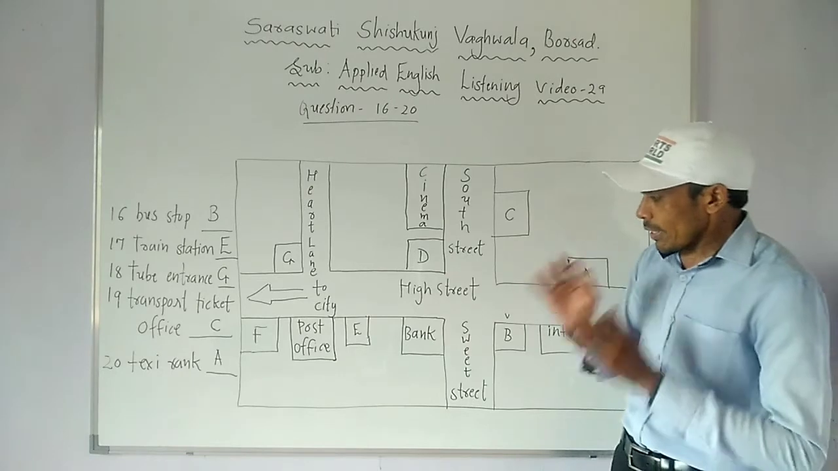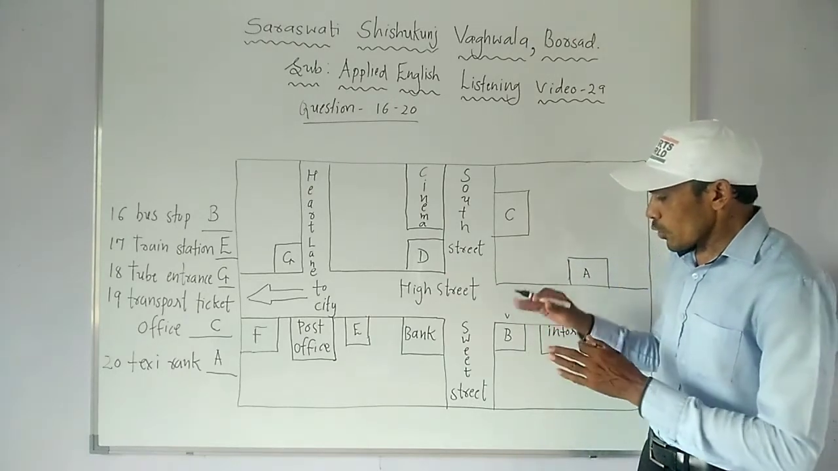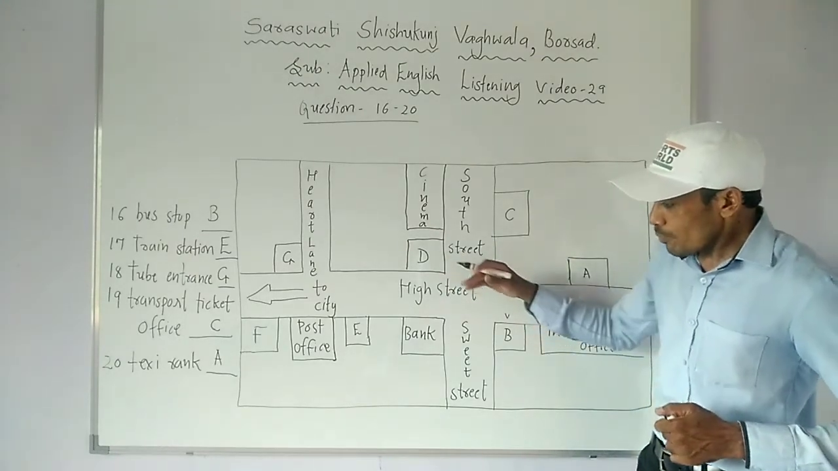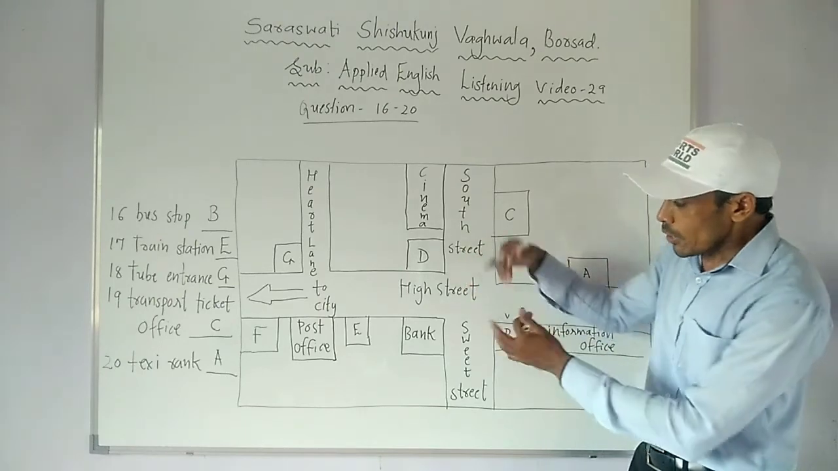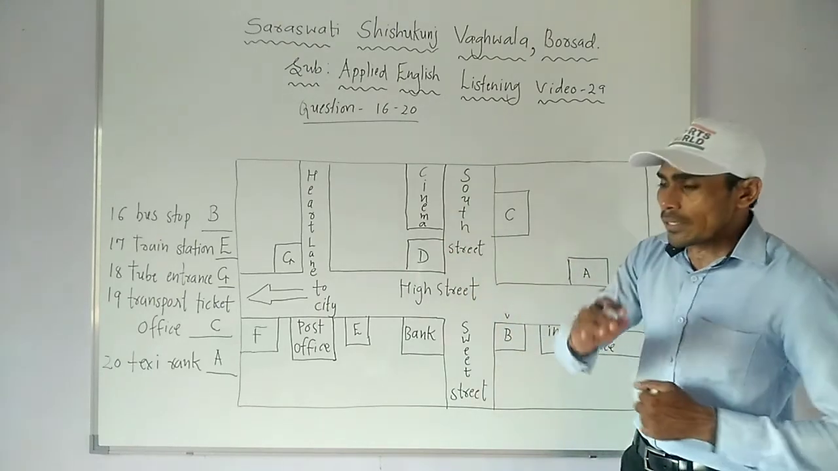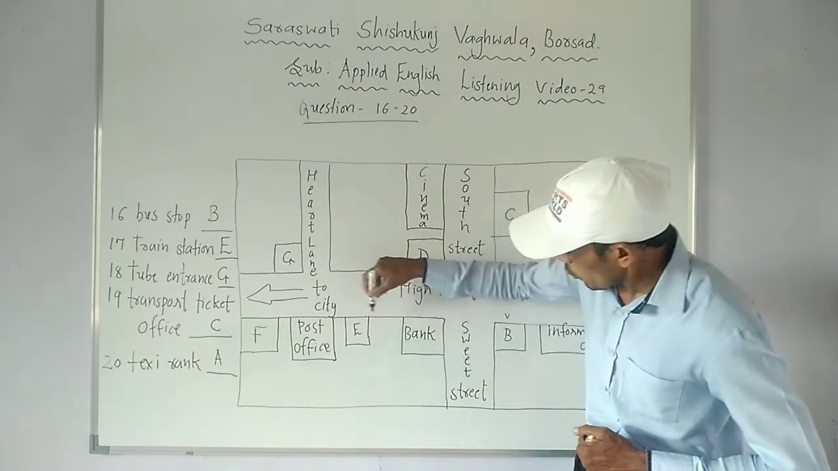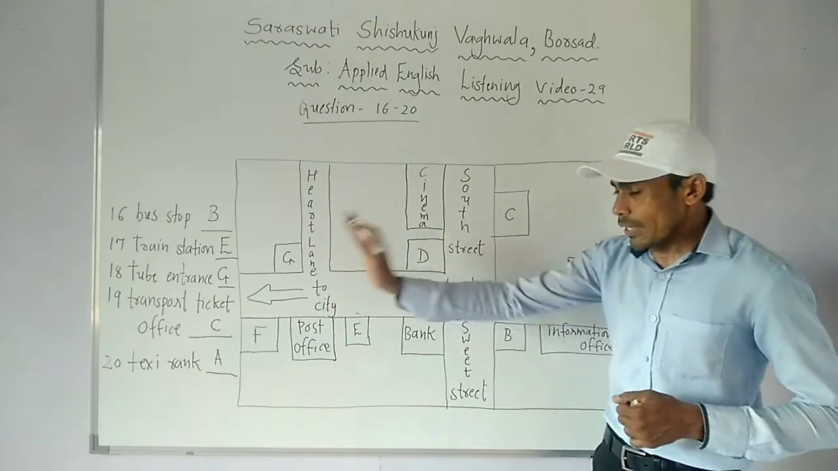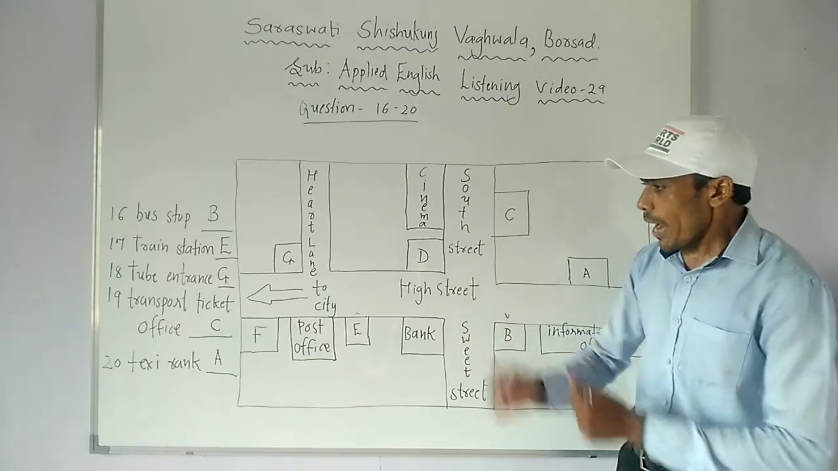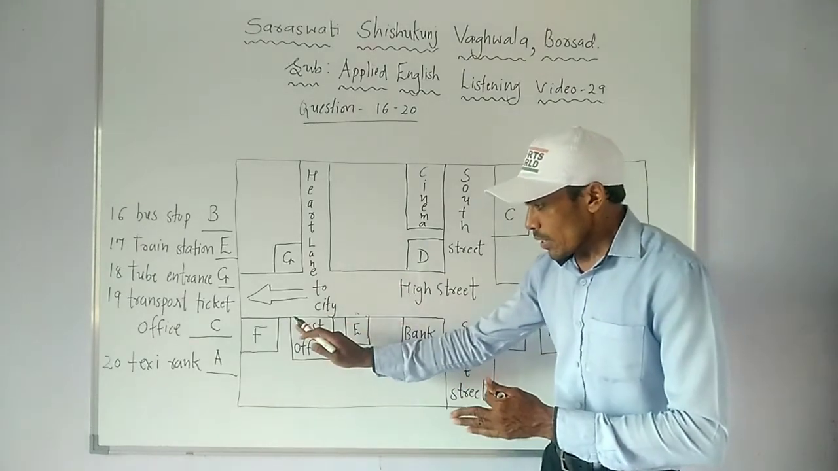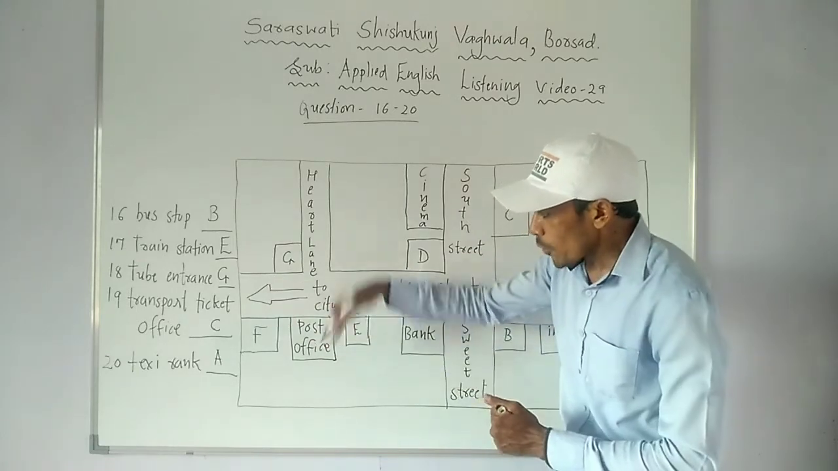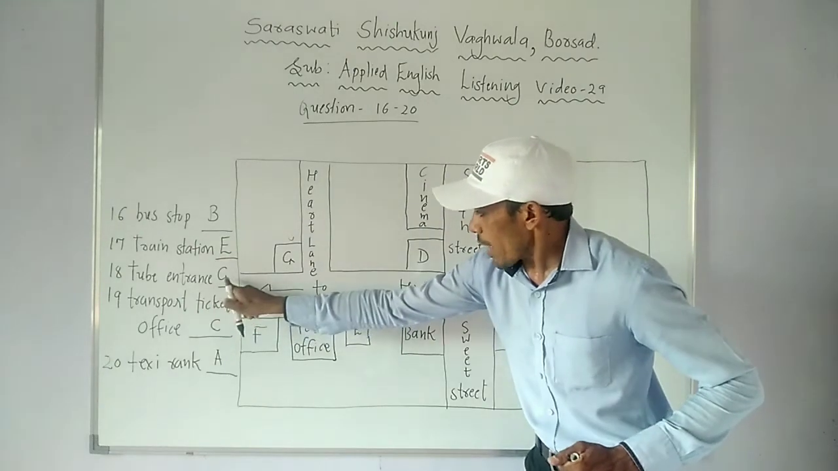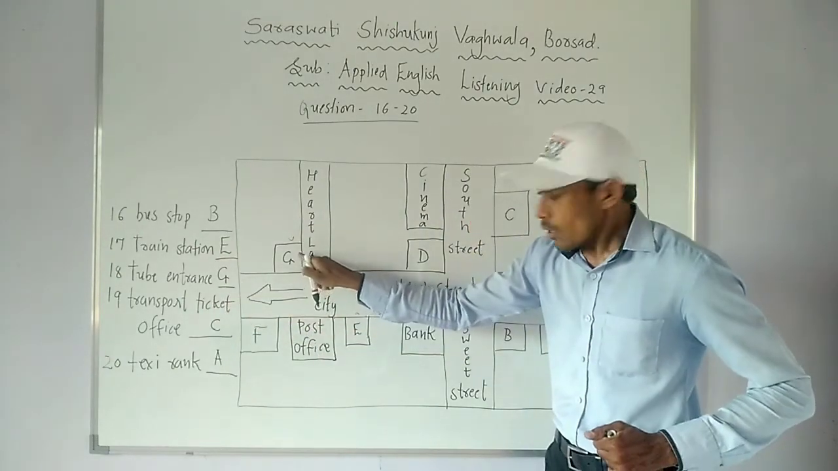Okay. Now the train station. You need to go further, and you will find a lot of buses over there going to the city. And if you go further, just opposite, near the bank, you will find the train station. So here it is, the train station that you can find, where on High Street you need to go further. And then there is a tube entrance just next to the post office. Okay, not next to the post office, but opposite the post office, you will find the tube entrance. So here it is, G, and you can find the tube entrance just opposite the post office.